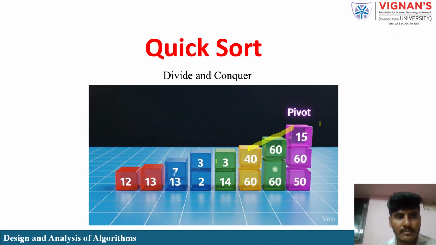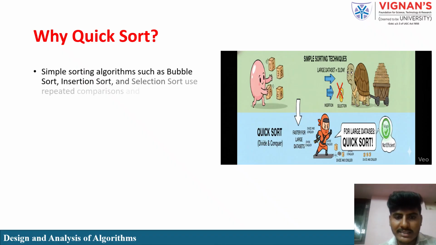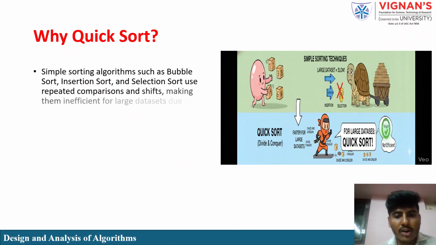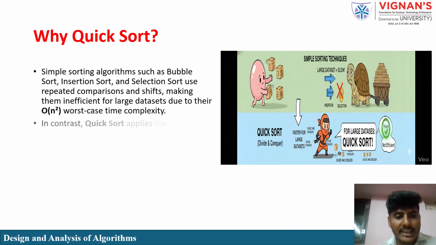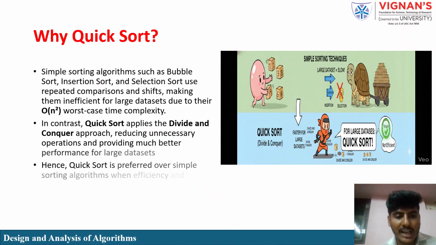Why quicksort? Simple sorting algorithms like bubble sort, selection sort, and insertion sort have a time complexity of big O of n square, which is inefficient for large datasets. Suppose we take quick sort. It reduces unnecessary comparisons, performs much faster in practice, and is preferred when efficiency and scalability are required.